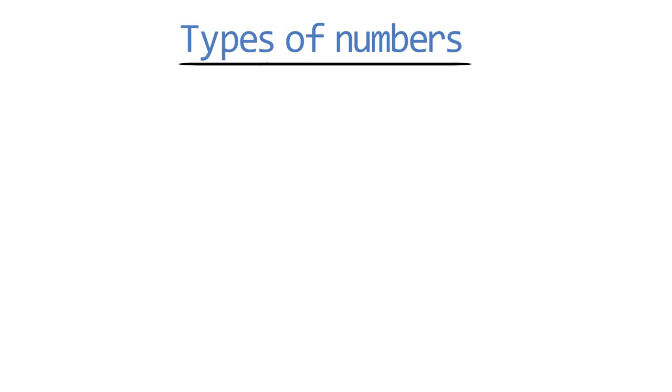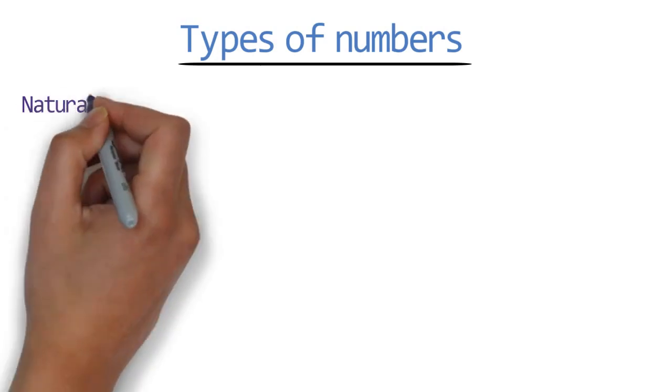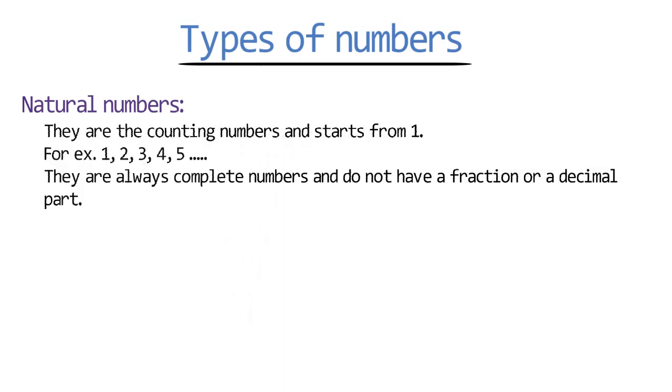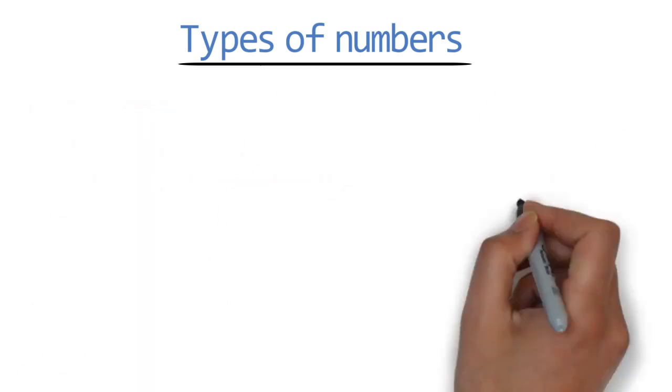In this video we are gonna learn about the different type of numbers. The first is natural numbers. These are the numbers which are used by us in counting and they start from 1. For example 1, 2, 3, 4, 5 and so on.